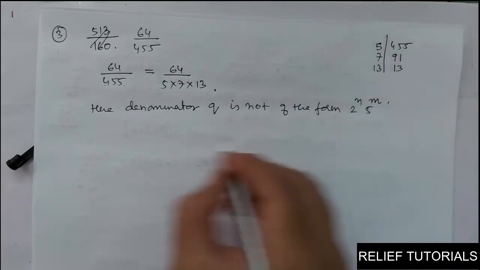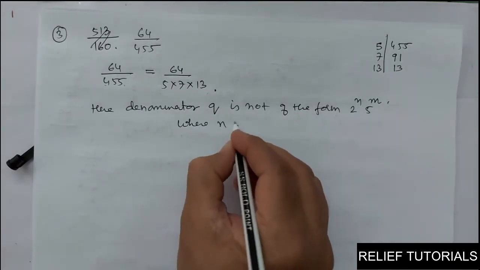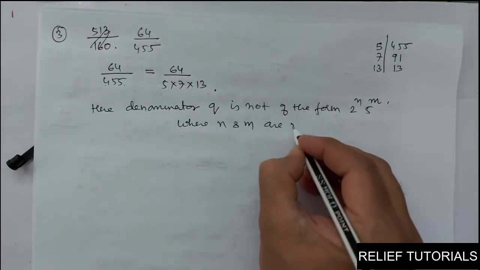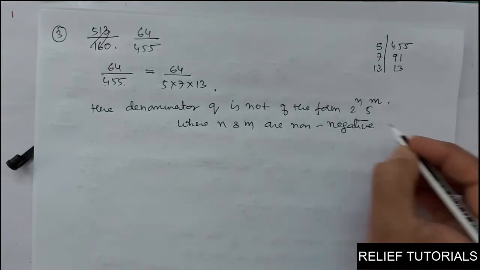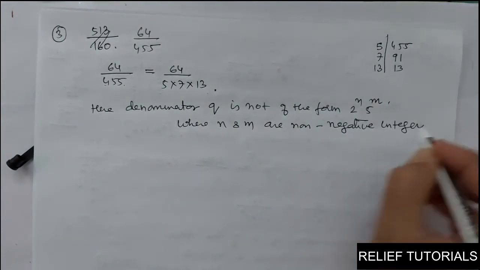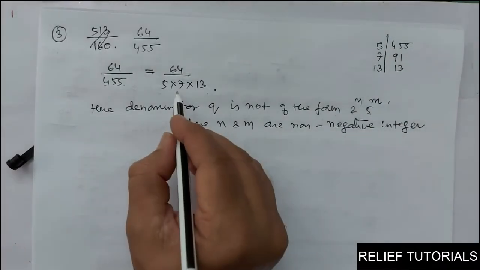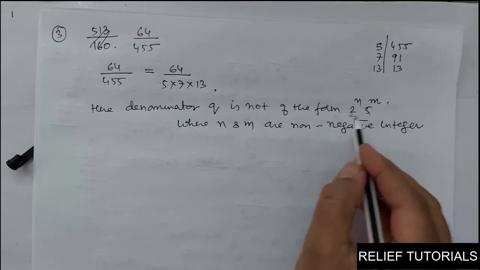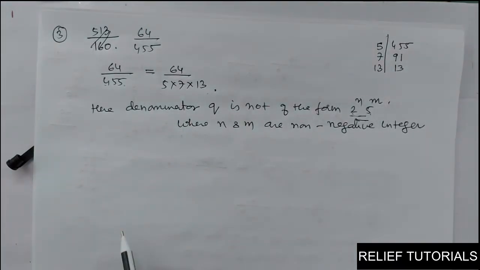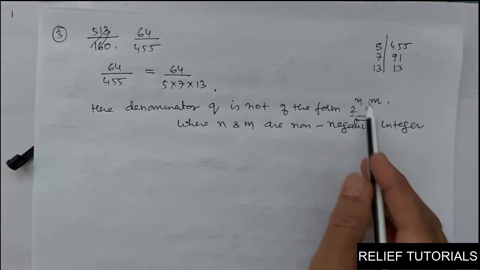Where n and m are non-negative integers. So here the denominator is not of the form 2 raised to n and 5 raised to m. It has factors other than 2. Other than this, it has factors 7 and 13. So it is not of the form 2 raised to n, 5 raised to m.